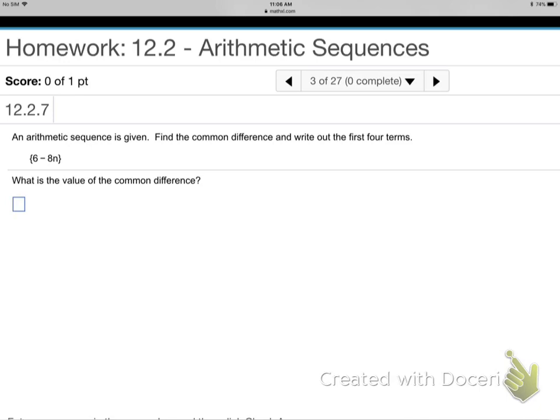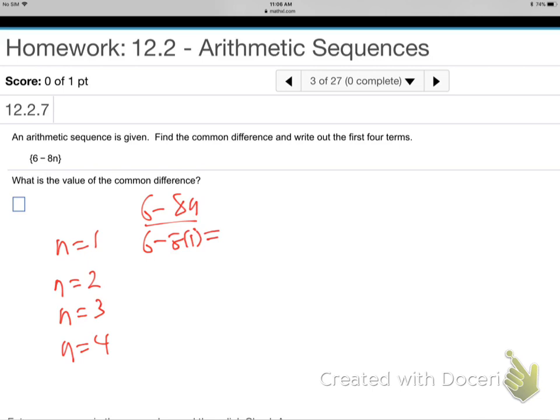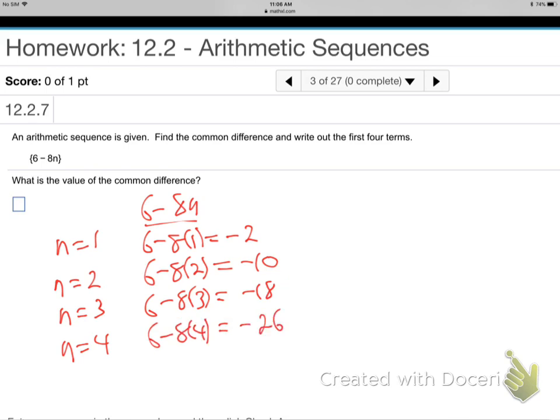So another formula, 6 minus 8n. Same thing. Plug in 1, plug in 2, plug in 3, plug in 4. See what you get. So negative 2. 6 minus 16, negative 10. Minus 18. Minus 26.